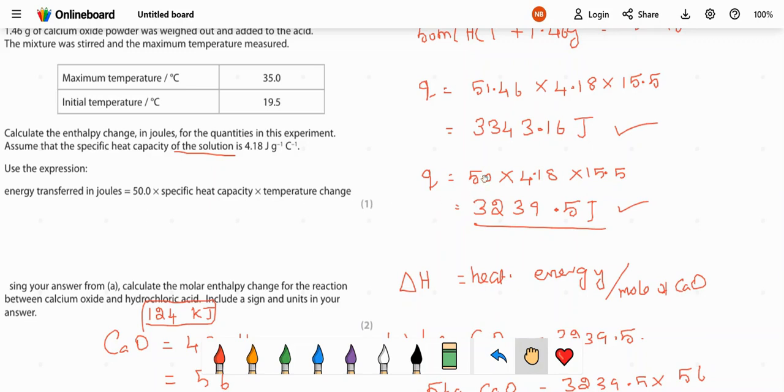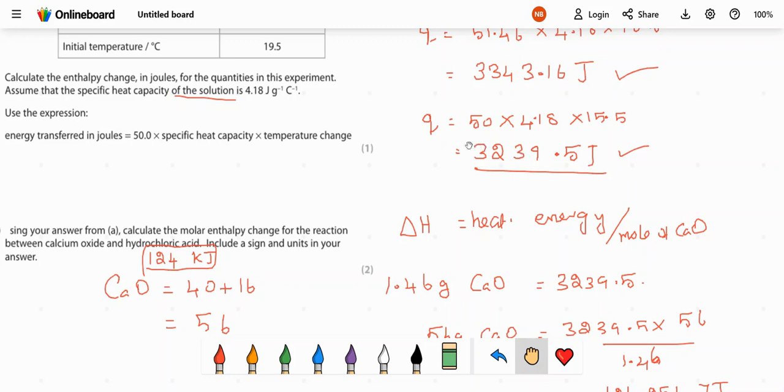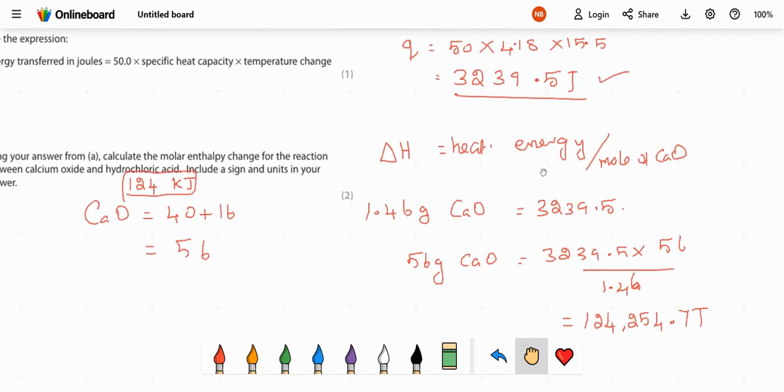That's why I have used 50 gram. Not necessary to bother about this one. You can take either 51.46, both are right because the density is not given. So both answers will be right. But they are asking us to take 50, that's why I have taken that gram as 50. And then finally I have found the heat energy that has been gained by the solution. That energy will be coming from the neutralization of calcium oxide and hydrochloric acid. That's why I have used 1.46 gram of calcium oxide for that energy calculation.